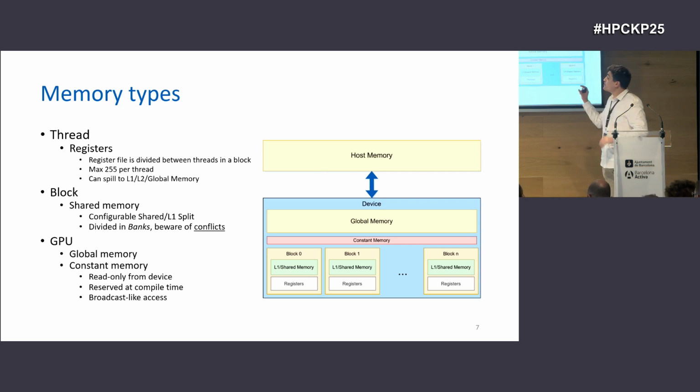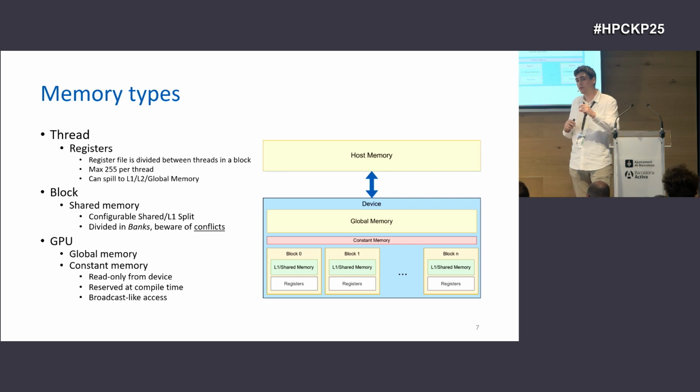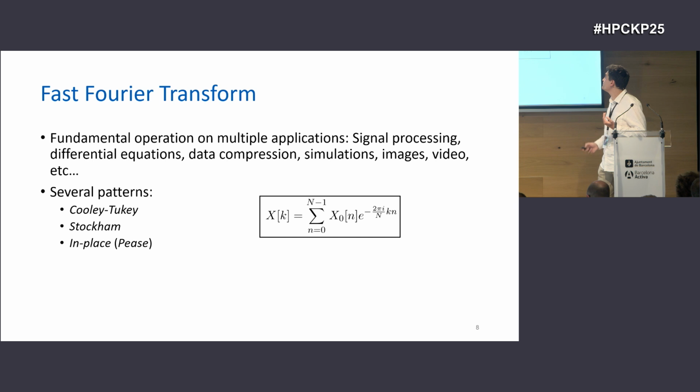And also, we have a special kind of memory that we can use, which is constant memory. It was originally designed for 3D graphics purposes. It's read-only from the device. It has to be initialized at compile time, and its data has to be copied from the CPU, so we cannot interact with it directly on the GPU. And it also has broadcast-like access. So if one thread or multiple threads try to access the same memory location, that works fine. But if we have to access multiple locations, those requests are serialized, so we have to be careful.